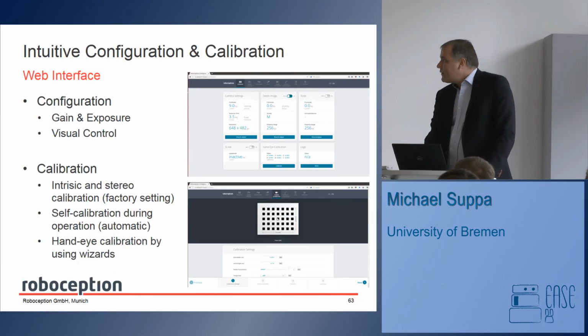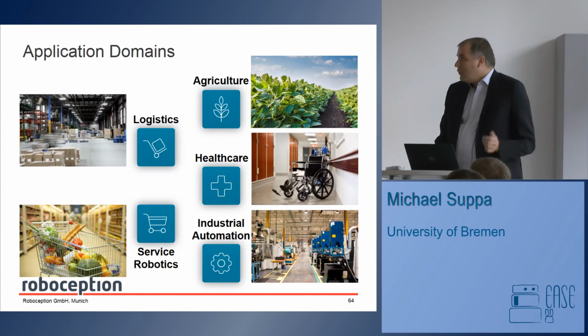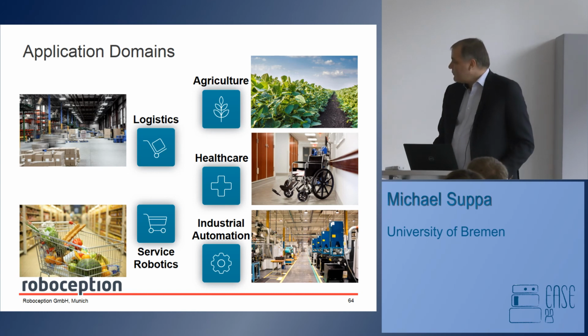Okay, configuration and calibration is important. So what we did is we have web interfaces so that people can use and calibrate our systems. That's helpful for most customers, and everything can be done in 3 steps. We go for more than one application domain. Right now, a lot of industrial automation and logistics, but we also try to move on to agriculture and healthcare, where there's a lot to do for robots, especially in terms of navigation.